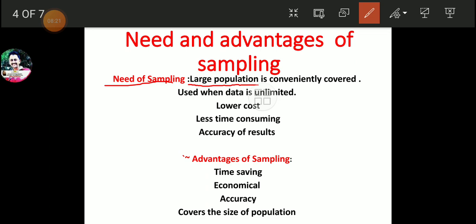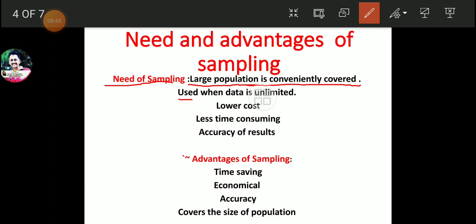We have to select a sample. It is conveniently covered. Whenever a large population is there, we never reach each individual, but if we select the sample in a proper way, then that group, that sample, acts as a representative of the whole population.